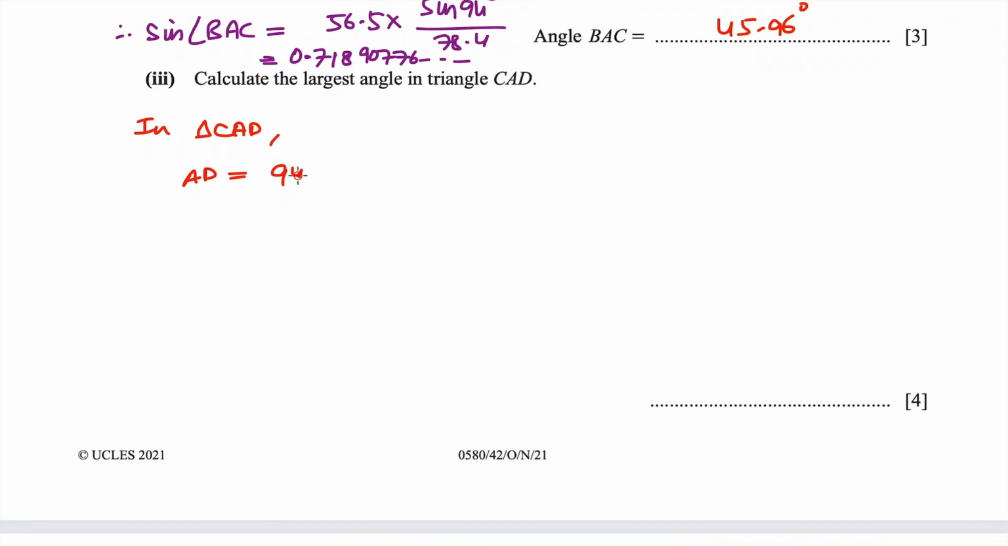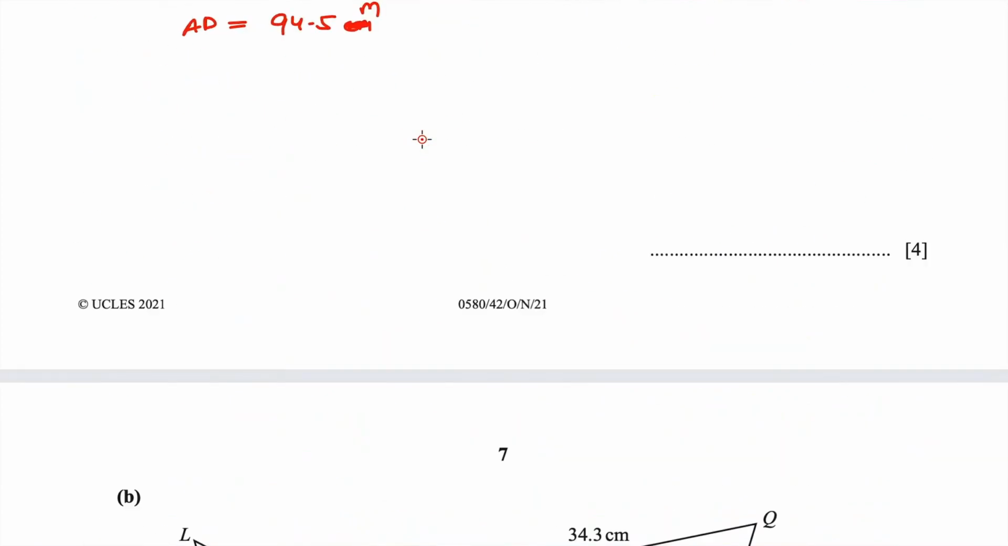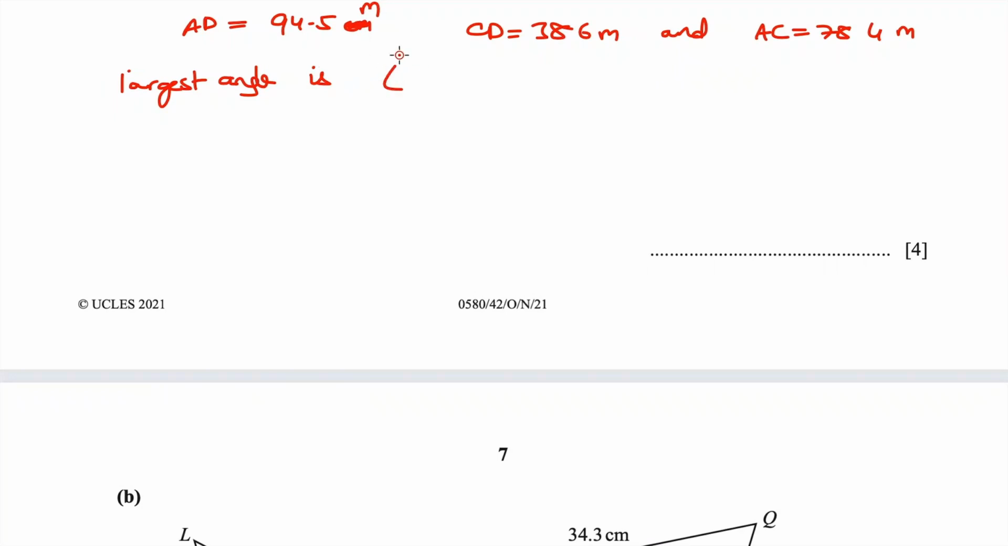AD is equal to 94.5 meters. Then DC is equal to 38.6, CD is equal to 38.6 meters. And what do we know? AC is equal to 78.4 meters. So the largest angle in triangle ACD is opposite to the largest side, AD.